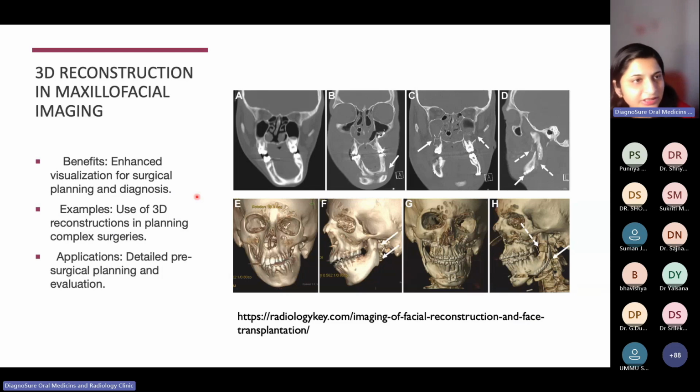Coming to 3D reconstruction in maxillofacial imaging, it gives the benefits of advanced visualization for surgical diagnosis and planning. Many times surgeons appreciate 3D reconstructed images so that they can plan their surgery, and also it is very easy to explain to the patient when they can see the 3D images, and how their deformity will be corrected can be shown to them on these 3D images.